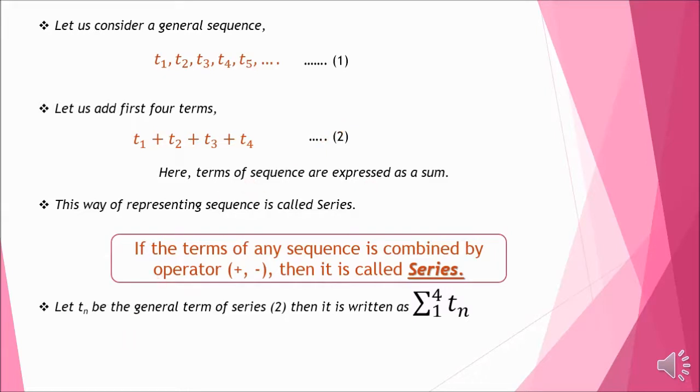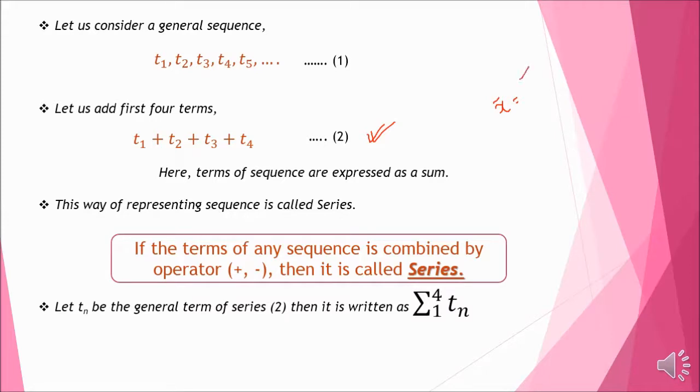General term of the sequence. If the general term of a sequence of 4 terms is represented by Tn, then its series is represented as summation. It is called summation, and you have seen this in statistics.